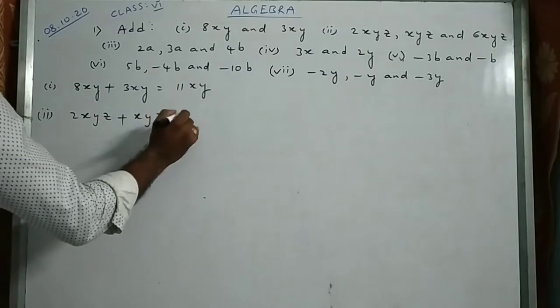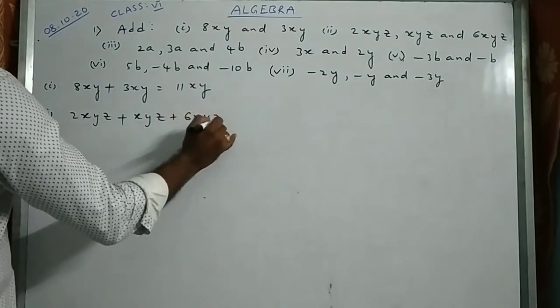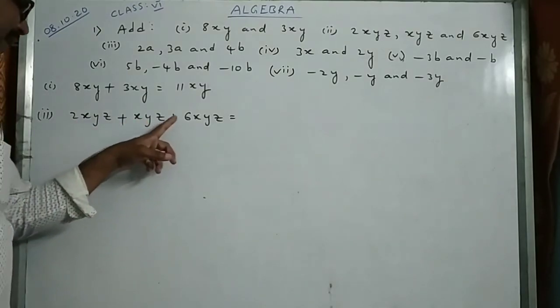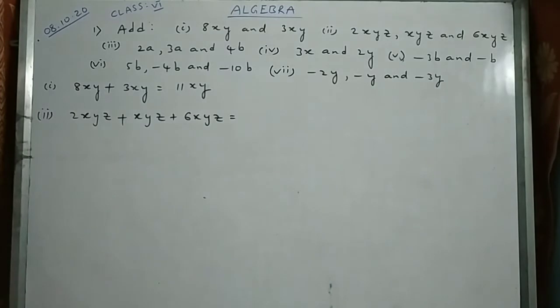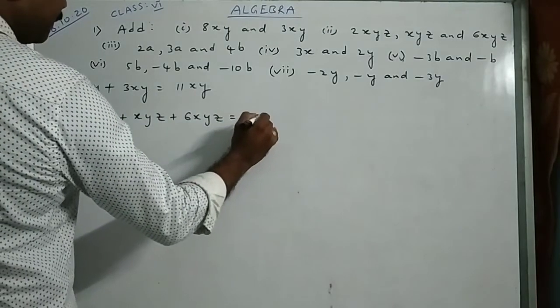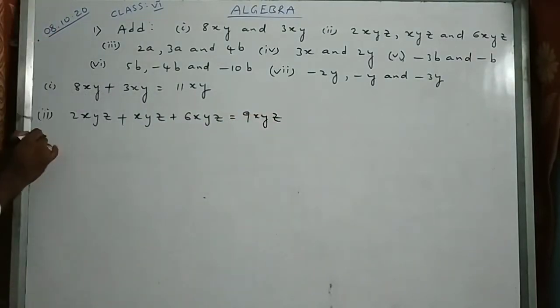Now next one, 2xyz plus xyz plus 6xyz. All are like terms, and all are positive. So we can add 2 plus 1, 3. 3 plus 6, 9 xyz.